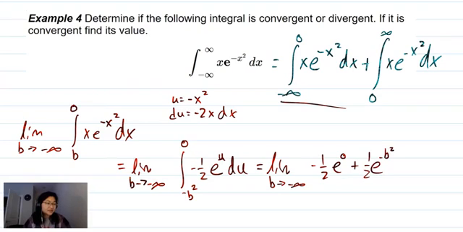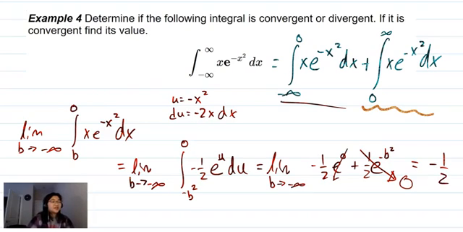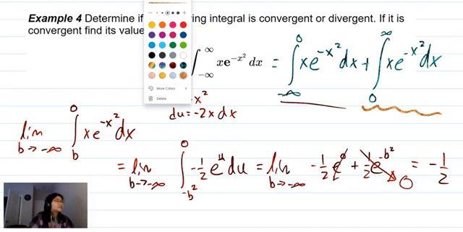E to the 0 is 1, so that goes away, and we have a negative 1/2. We have this negative b squared going to negative infinity. So this whole thing is going to 0, right? Because what happens to our e? That goes away. So then we end up, this is negative 1/2. Whew. And then for this one, oh, that's interesting.